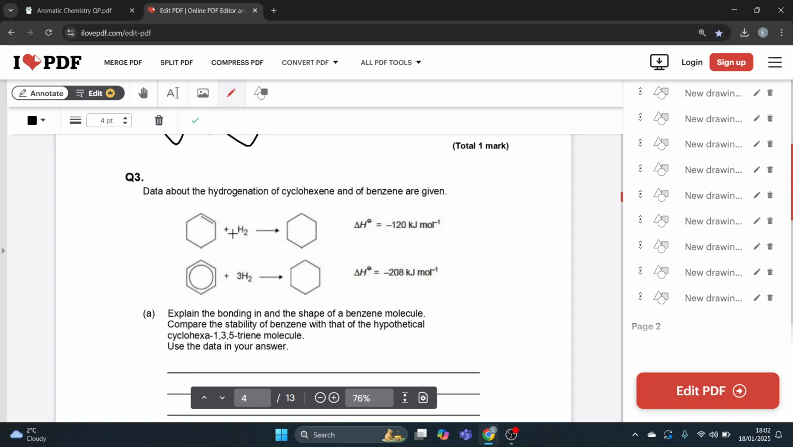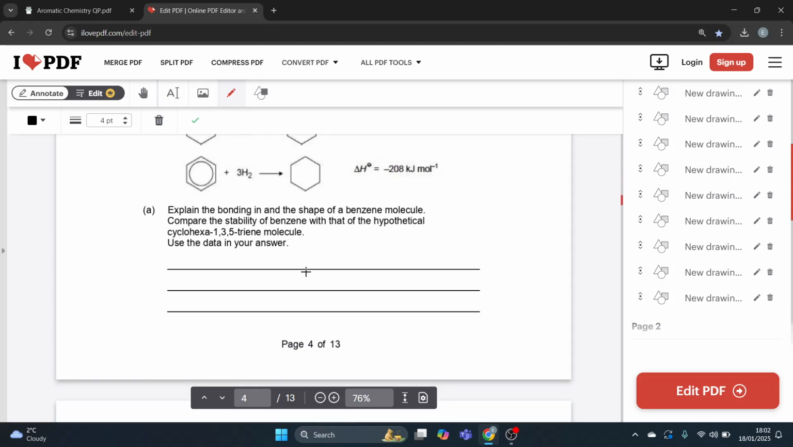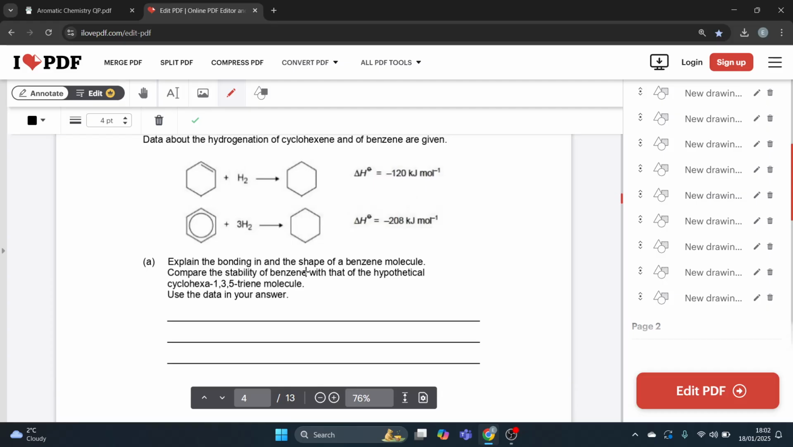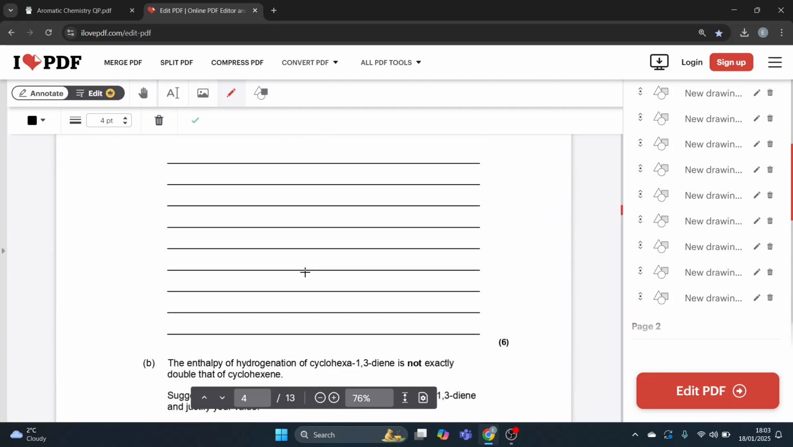Question 3. Data about the hydrogenation of cyclohexene and benzene are given. Delta H is negative in both cases. About the entropy of hydrogenation. Explain the bonding in and the shape of a benzene molecule. Compare the stability of benzene with that of the hypothetical cyclohexa-1,3,5-triene molecule. Use the data in your answer.